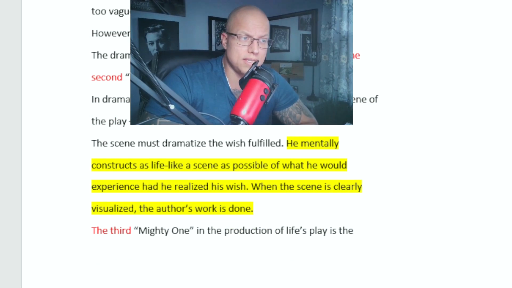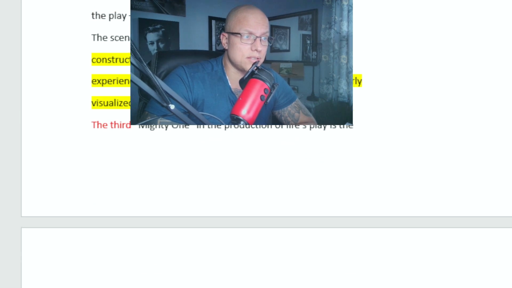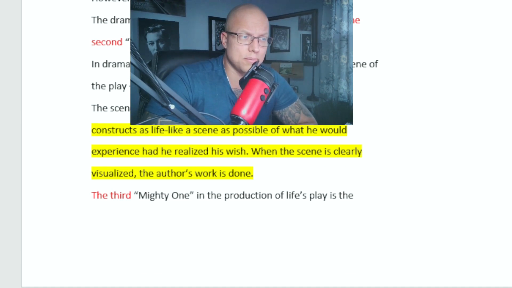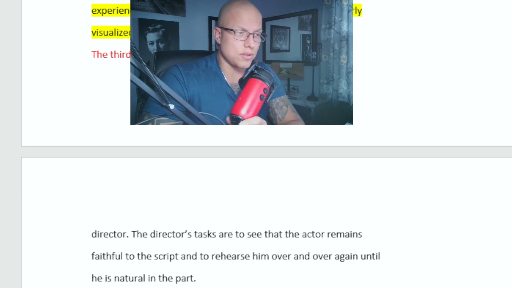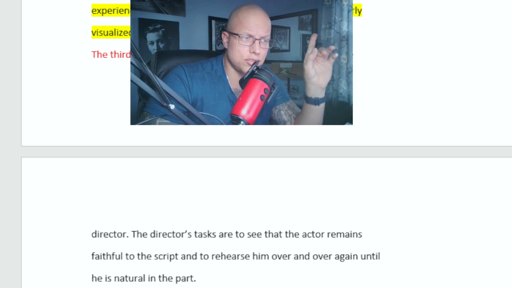The third mighty one in the production of life's play is the director. Okay, so let's do that again. The third mighty one in the production of life's play is the director. So this is the director, the third mighty one. The director's tasks are to see that the actor remains faithful to the script.